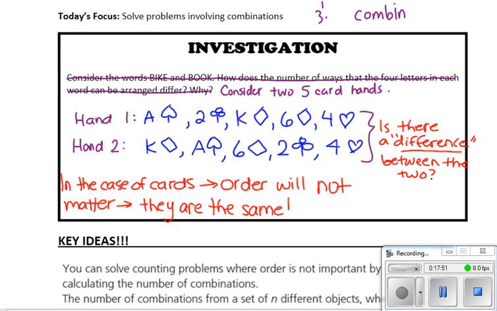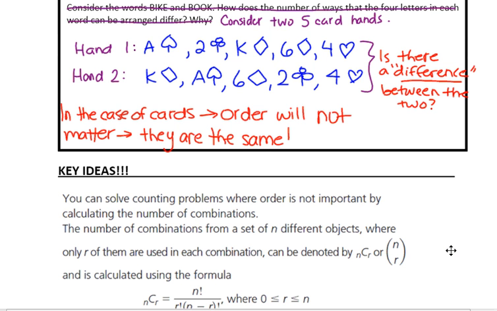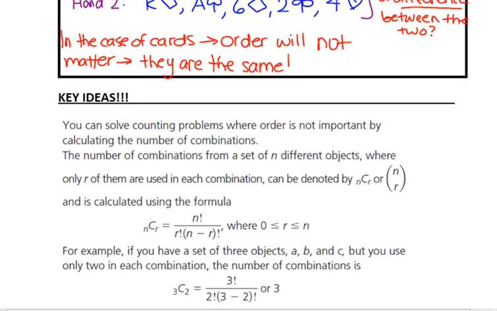So combinations, there's 2 ways to write this. So remember how for permutations we have the letter P? Conveniently, for combinations, we have the letter C. You can solve counting problems where order is not important by calculating the number of combinations. The number of combinations of n different objects where r of them are used in a combination. So often we use the word chosen versus permutation, we often use the word pick. You notice P and C.